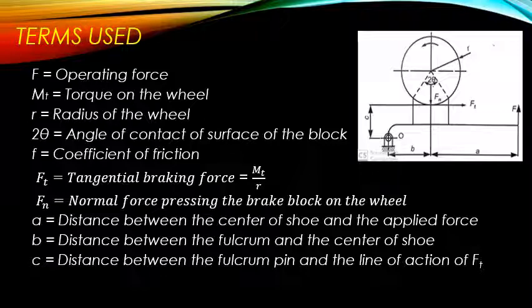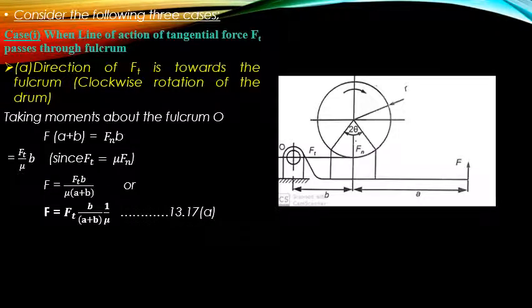We have a, b and c, which are the distances. a is the distance between the center of the shoe and the applied force, b is the distance between the fulcrum and the center of the shoe, and c is the distance between the fulcrum and the line of action of the tangential force Ft. So we will consider the following three cases.